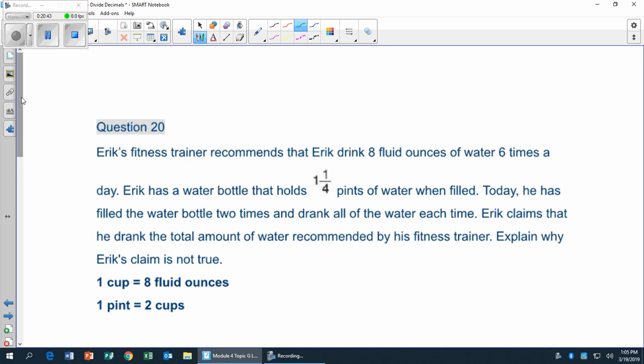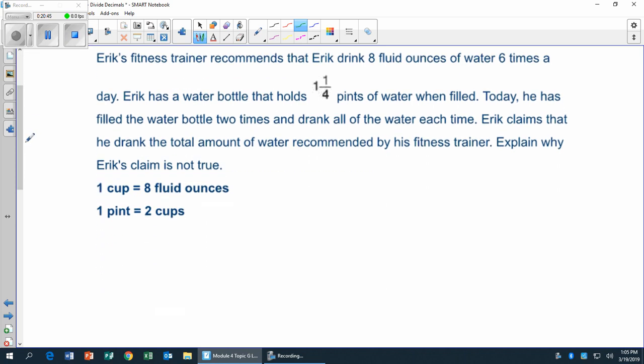Question 20. This takes a lot of steps. We need to read carefully and look at our conversions that they've given us. Eric's fitness trainer recommends that he drink 8 fluid ounces 6 times a day. So the first thing I'm going to figure out is that she wants him to drink 8 fluid ounces 6 times a day. So she is expecting 48 fluid ounces, which is FL OZ.